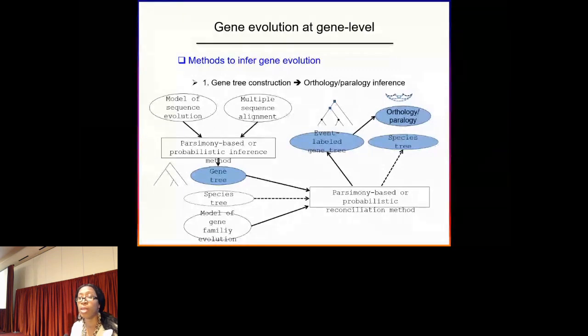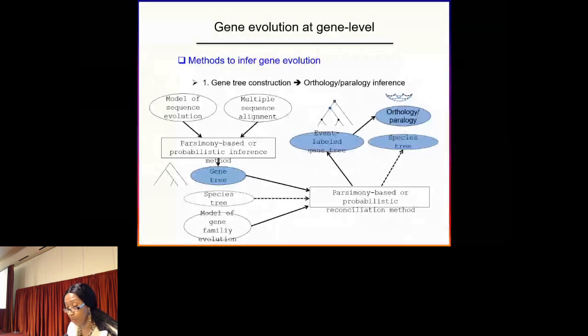This is because, depending on the method, some methods will use the species tree as an input to compute one event-level gene tree. And some other methods will just give several gene trees as input to the method to reconstruct at the same time the event-level gene trees and the species tree.